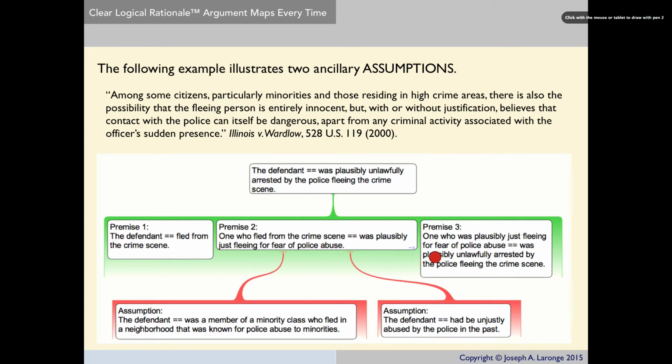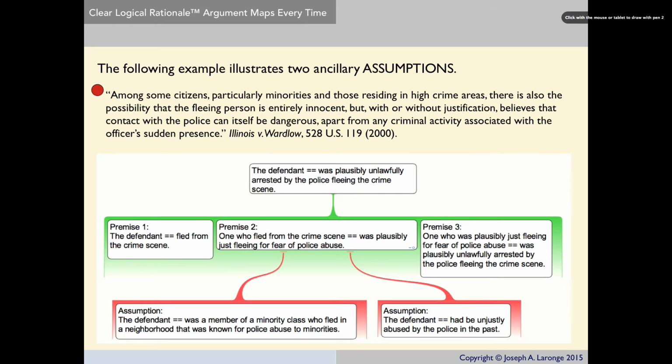Now here we're going to look at a Supreme Court case, Illinois versus Wardlow, as an example where they illustrate two ancillary assumptions. So this was stated in the dissent. Among some citizens, particularly minorities and those residing in high crime areas, there's also the possibility that the fleeing person is entirely innocent, but with or without justification, believes that contact with the police can itself be dangerous apart from any criminal activity associated with the officer's presence.